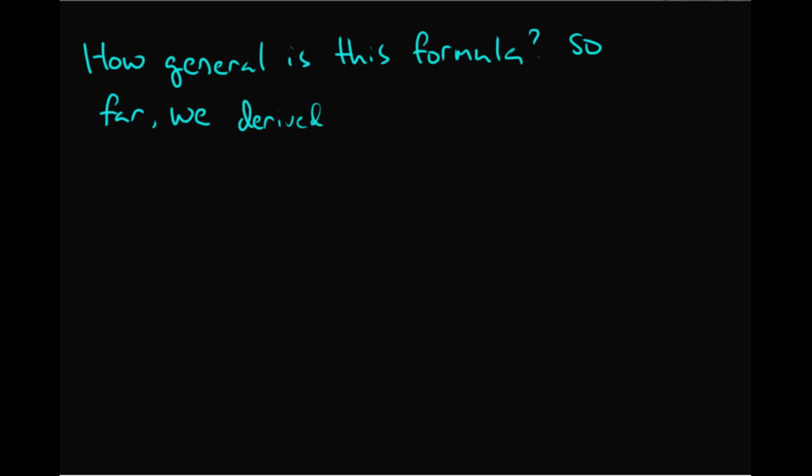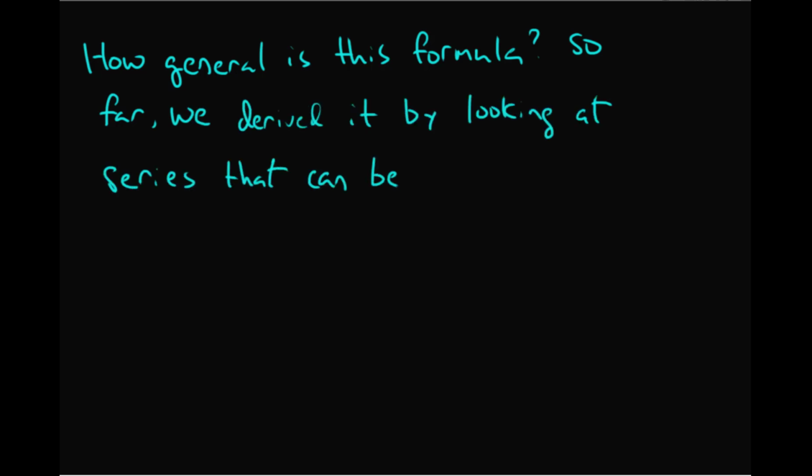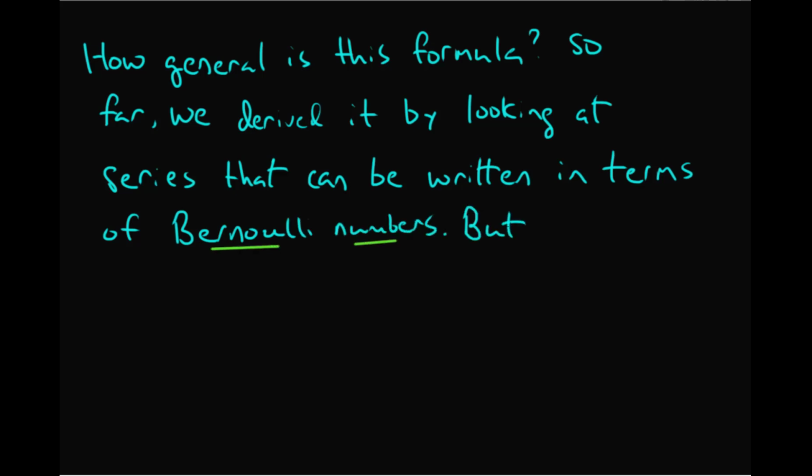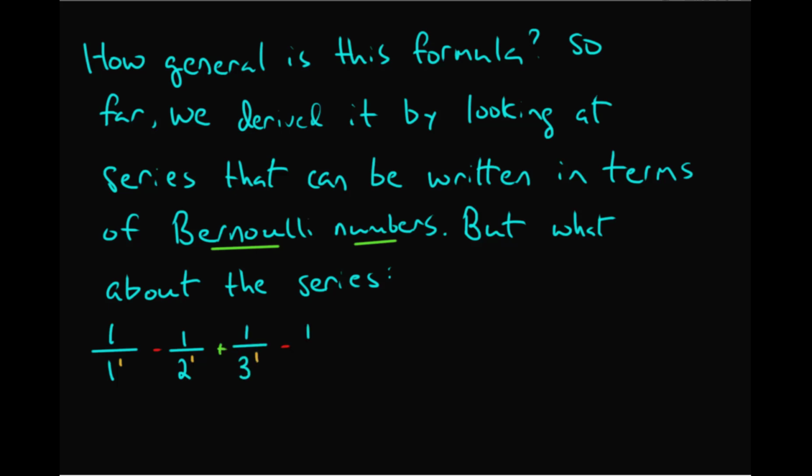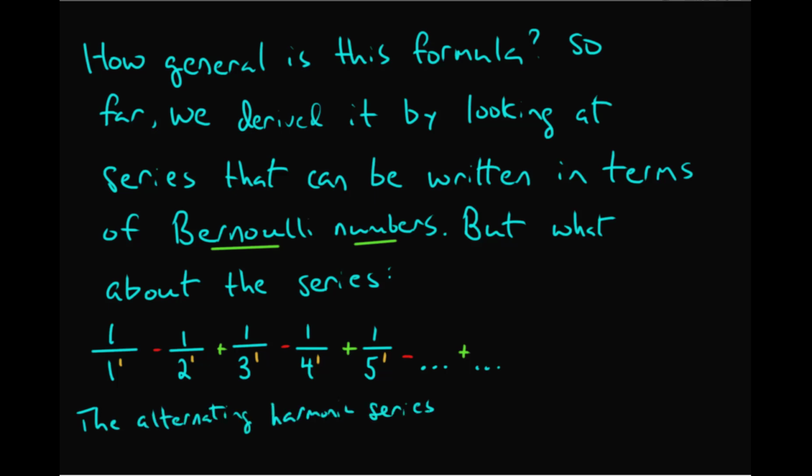So far, we've derived it by looking at series that can be written purely in terms of the Bernoulli numbers, but that leaves out a very important series that's of the same type that does not have an expression that we know of in terms of Bernoulli numbers, namely 1 over 1 to the first minus 1 over 2 to the first plus 1 over 3 to the first minus 1 over 4 to the first plus 1 over 5 to the first minus dot dot dot plus dot dot dot. We know that that series converges to the natural logarithm of 2. In fact, this is the alternating harmonic series.